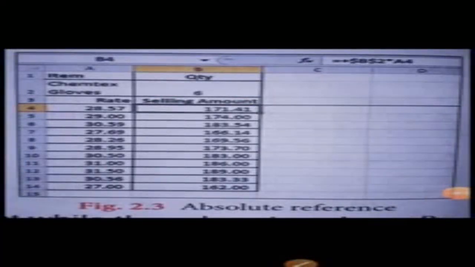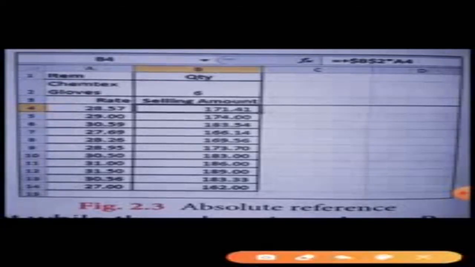Students, you can see this screen of the absolute reference, so you can understand in a better way. Now in this example given in figure 2.3, we want to calculate the selling amount of 6 Kametex gloves at different rates, typed in column A. In column B is the selling amount at the different rates, but the quantity of the gloves is constant. So if we want to purchase the gloves at different prices, with only 6 as the quantity, we have to make both column and row constant, and we proceed with the dollar sign.